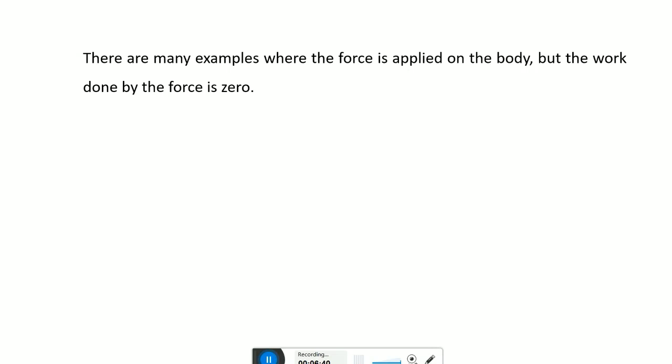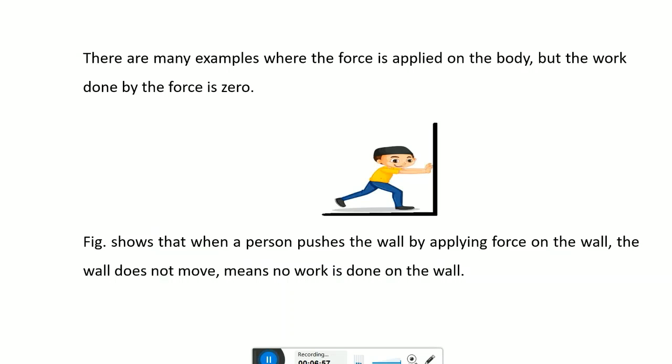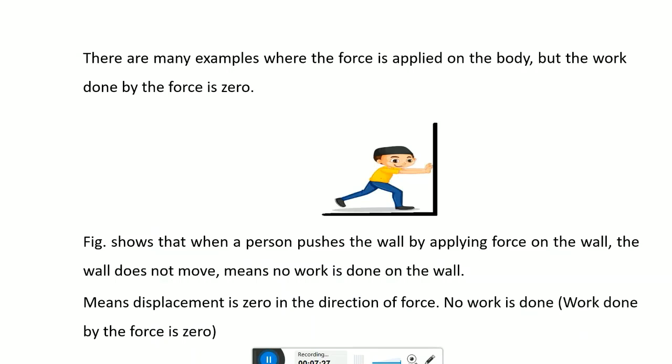There are many examples where the force is applied on the body but the work done by the force is 0. The figure shows that when a person pushes the wall by applying a force on the wall, the wall does not move, meaning no work is done on the wall. Meaning the displacement is 0 in the direction of force, then no work is done, or the work done by the force is 0.